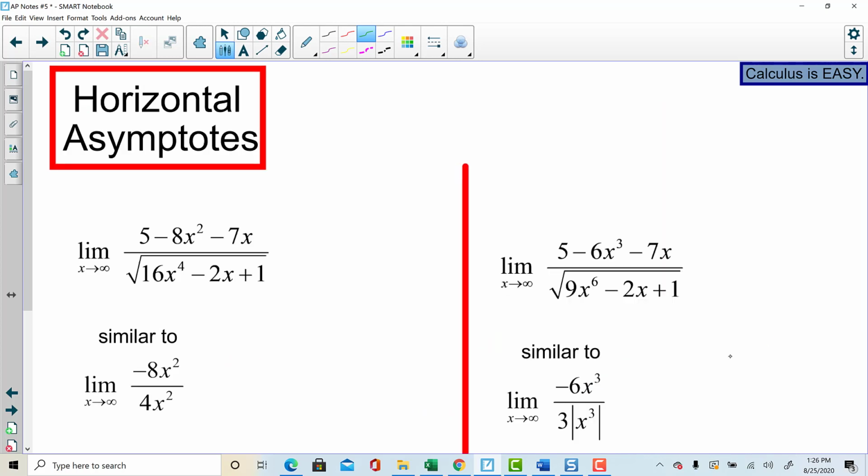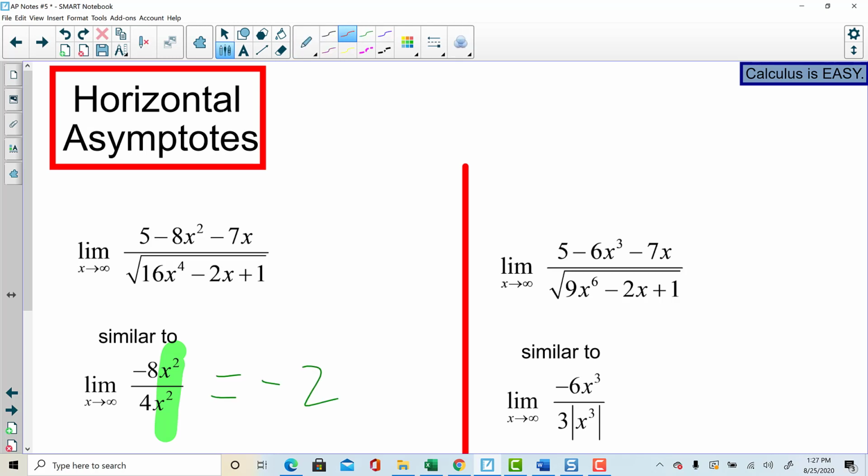Okay, here's just some more examples. We want to look at the biggest piece. Biggest piece on top is minus 8x squared. Biggest piece on the bottom is square root of 16x to the fourth. Square root of 16 is just 4. Square root of x to the fourth is just x squared. You don't need absolute value because it's already positive. X squared will only be positive. Okay, you probably noticed they're both x squared, so you can just take the coefficients. Your answer will be negative 8 over 4, which is just negative 2.